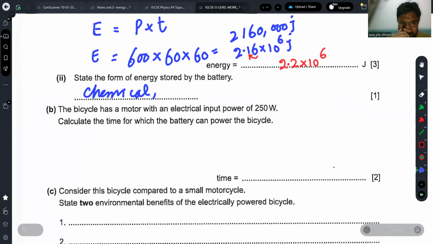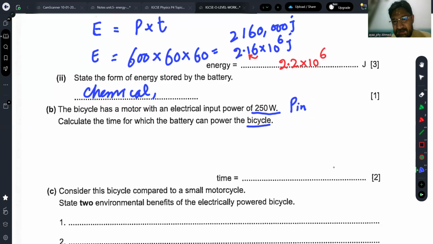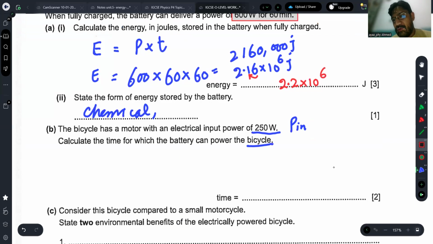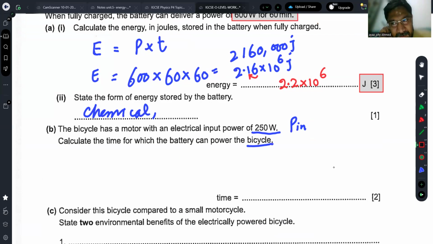And then the next part is, the bicycle has a motor with electrical input of 250 watt. It is your power input, okay? Then calculate the time for which the battery can power the bicycle. So here again, check that the first time you were using your formula, you had 3 marks: 1 mark for your formula, 1 for values placing, and 1 for your answer. But right here you have 2 marks, which means for the formula you will not be awarded any mark, because you are using the same formula again.